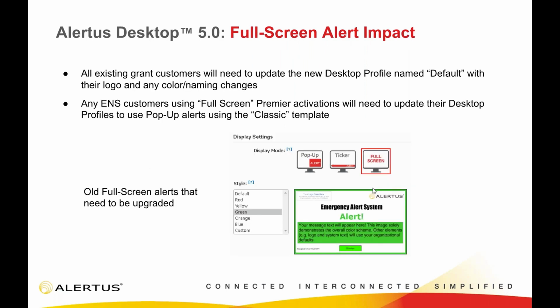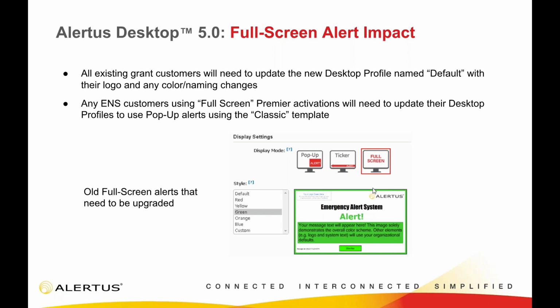Now some impacts as far as the Alertus desktop client is concerned. If you are a grant customer and you have that basic full screen functionality, you're going to need to update the desktop profile, which is called default in our system, with just your logo and any color changes that you want to do. That'll get you back to the same look of the desktop takeover, obviously with the more modern feel.